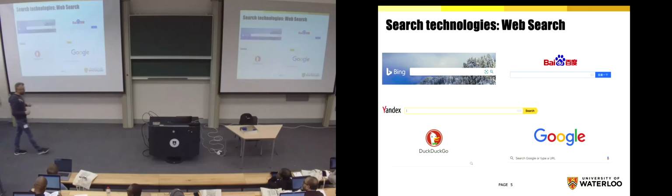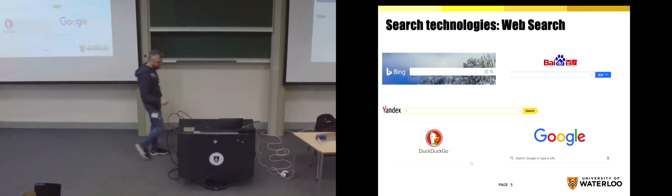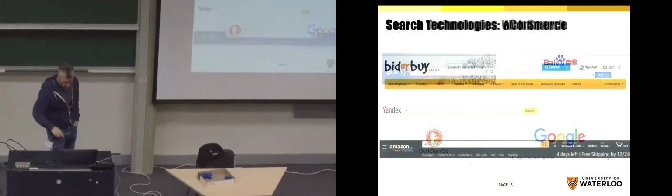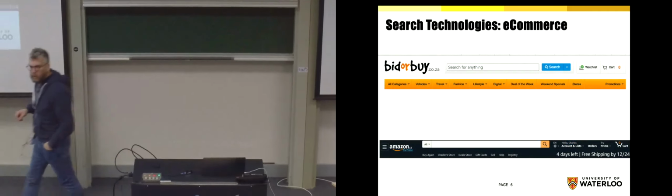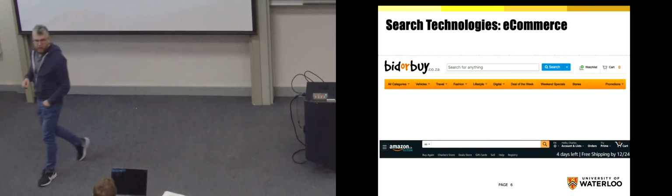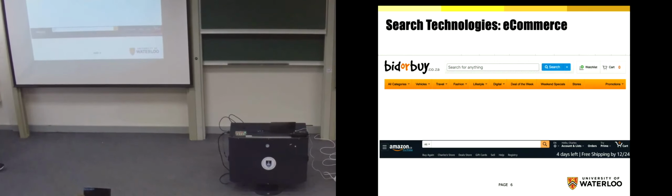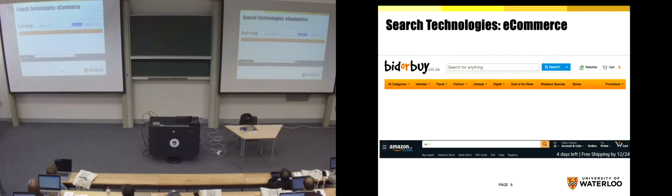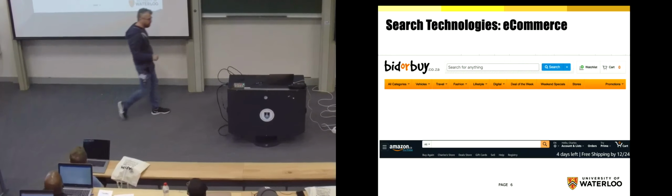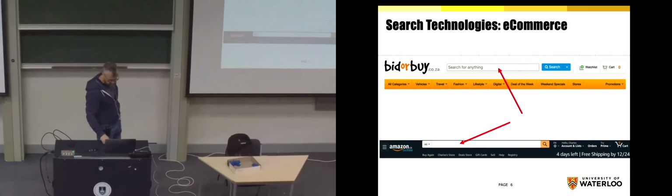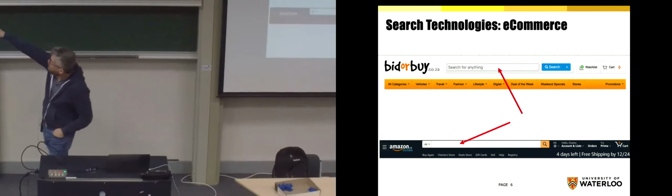So there's lots of still web search in the world, so that's what we're talking about there. But there's a lot of other places where search engines show up. And a very important place that search engines show up is for e-commerce. So I'm told here in South Africa, Bid or Buy is the equivalent of eBay. I don't know, somebody here can tell me if that's true, okay? Amazon is sort of worldwide as well, right? And both of these, you can see, have search boxes, right?